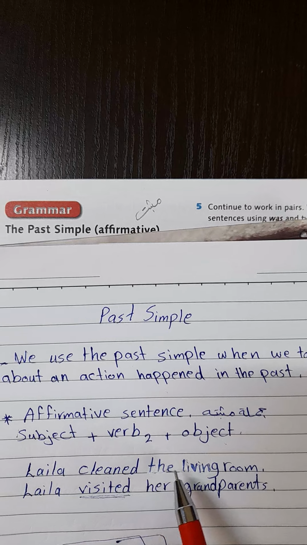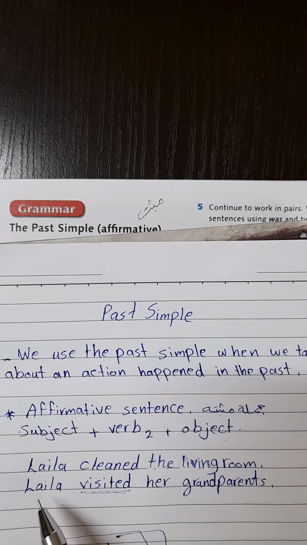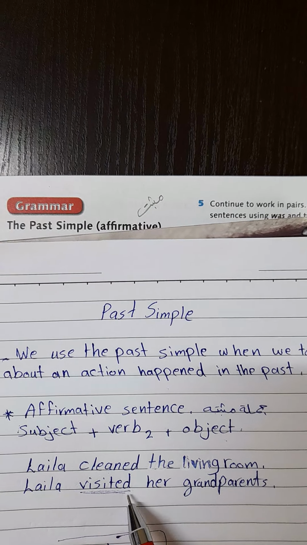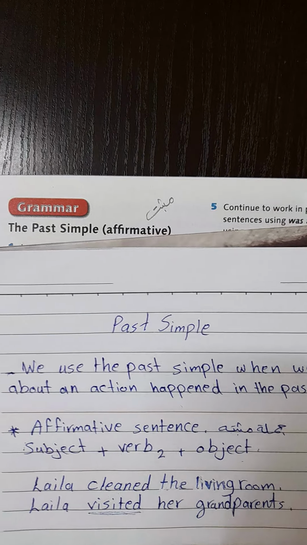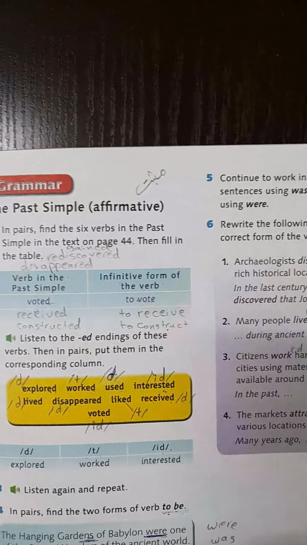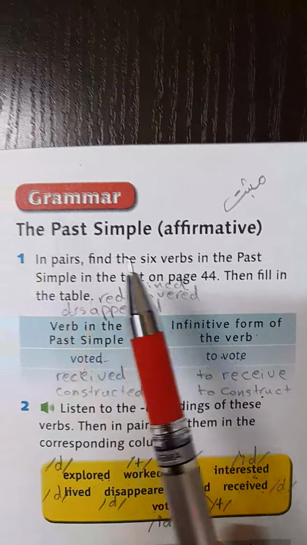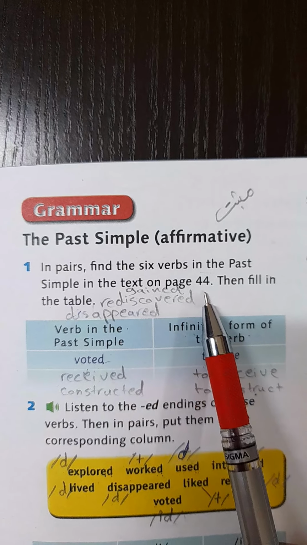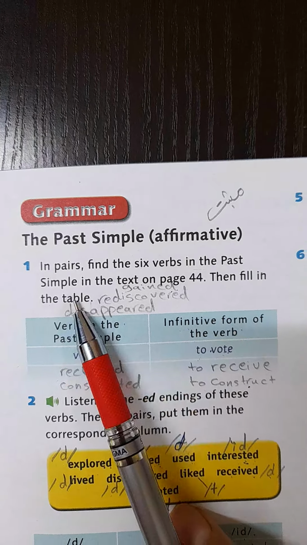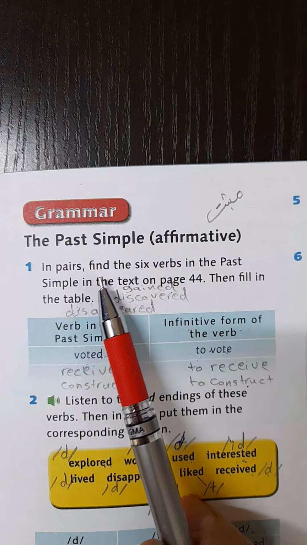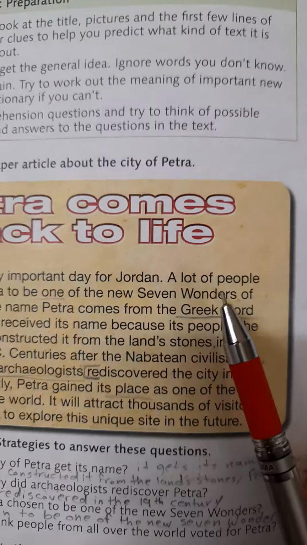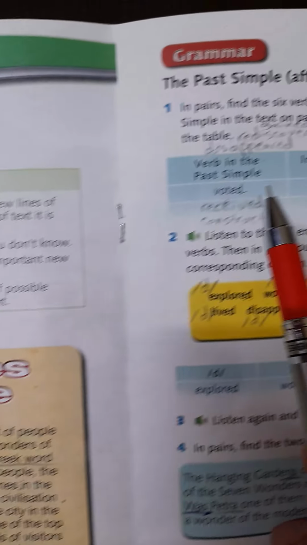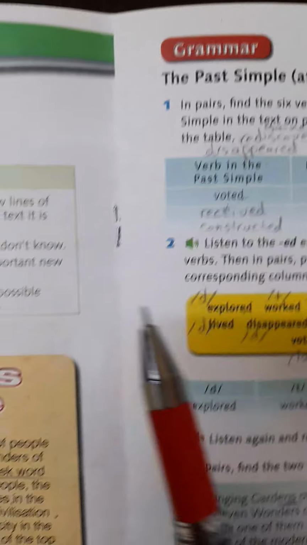Layla cleaned the living room. And here Layla visited her grandparents. Now look at exercise 1 here. We have in pairs find the 6 verbs in the past simple in the text on page 44. Then fill in the table. So look at the text here. You will find the 6 verbs and fill the table in the past simple.